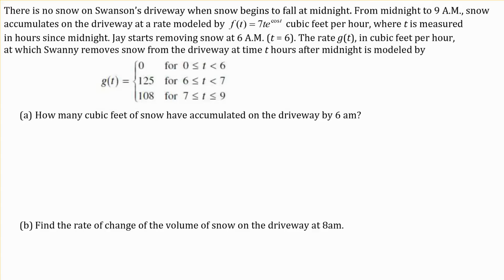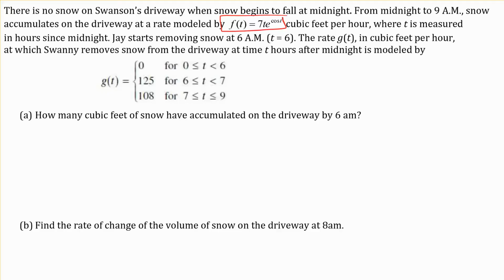All right, taking a look at our team test, Chapter 4. There is no snow on Swanson's driveway when the snow begins to fall at midnight. From midnight to 9 a.m., snow accumulates on the driveway at a rate modeled by this function, in cubic feet per hour, where t is measured in hours since midnight, which is convenient. J starts shoveling his snow at 6 a.m. The rate in cubic feet per hour at which he removes snow is modeled by this function.